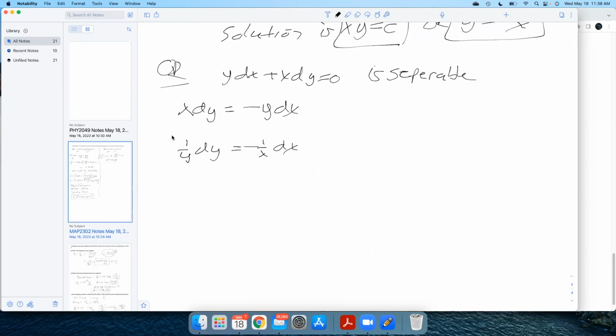So I can just integrate both sides. Technically, again, I've mentioned this before, we're really integrating both sides with respect to x, but by chain rule, dy/dx dx is dy. We're integrating this side with respect to y and this side with respect to x, and we get natural log of the absolute value of y equals negative natural log absolute value of x.